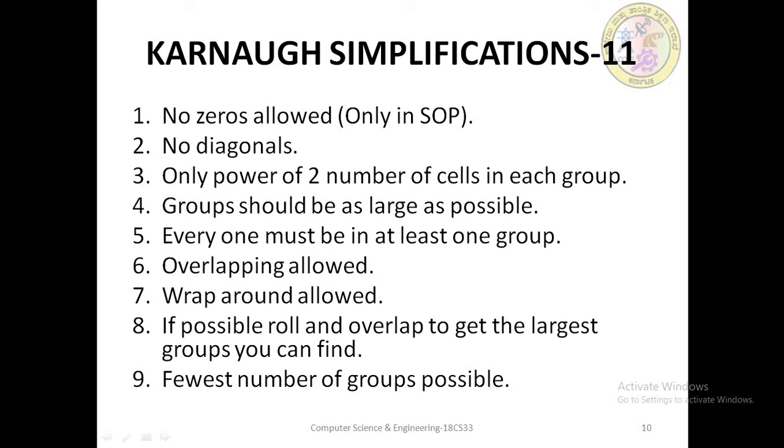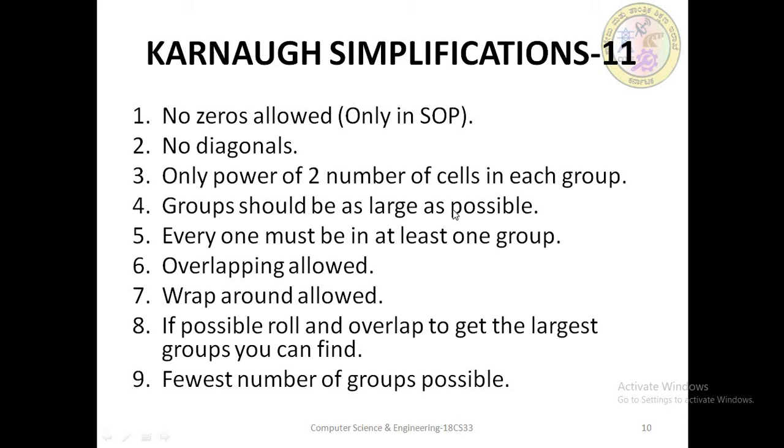So now the rules that we have to see here. No zeros allowed, in which conditions? Only in sum of products. In product of sums, we will always be grouping zeros only, but most of the time we'll be dealing with sum of products. In that condition zeros are not allowed, diagonals are not allowed, and only a power of 2 number of cells is allowed in the group, that means 1, 2, 4, 8, 16.